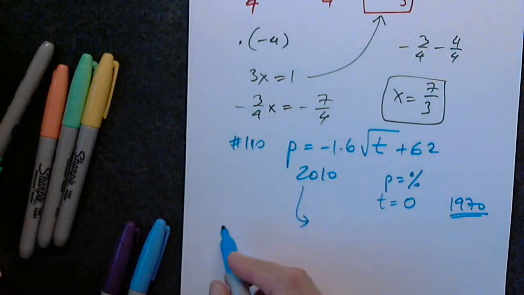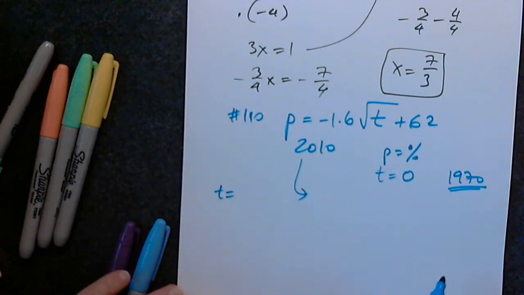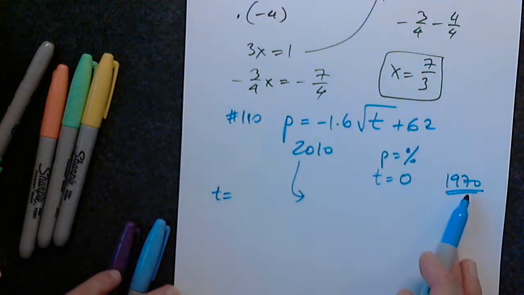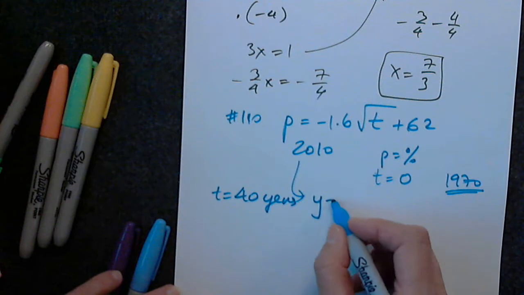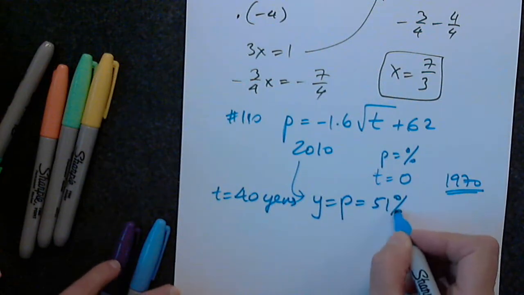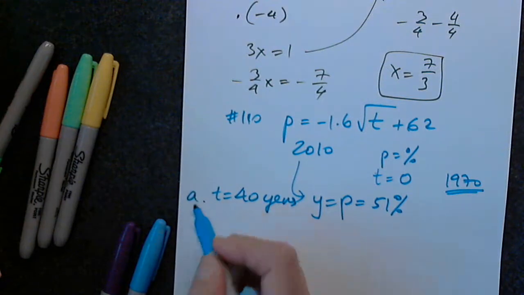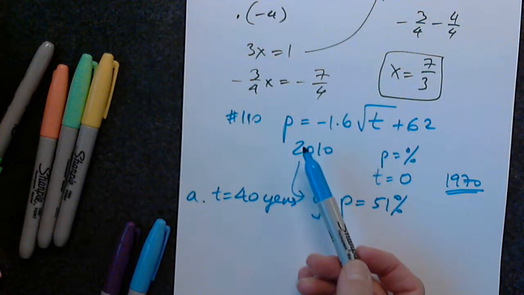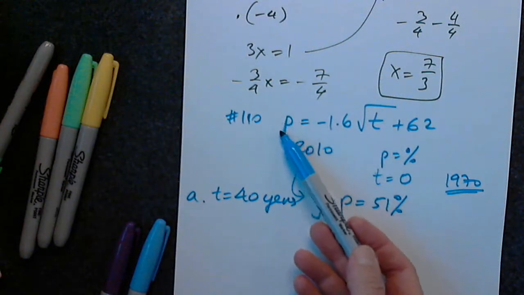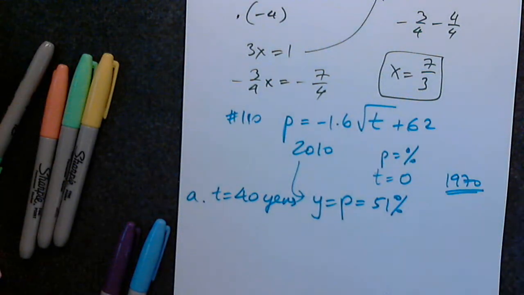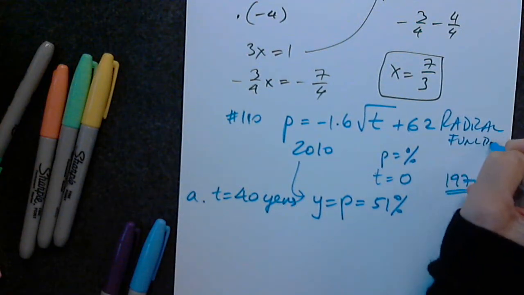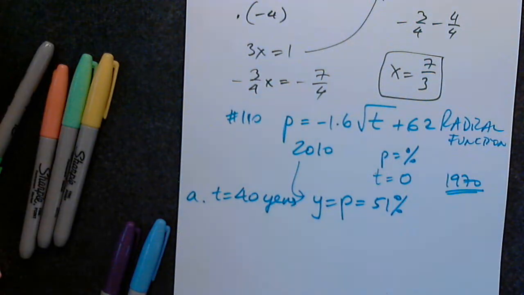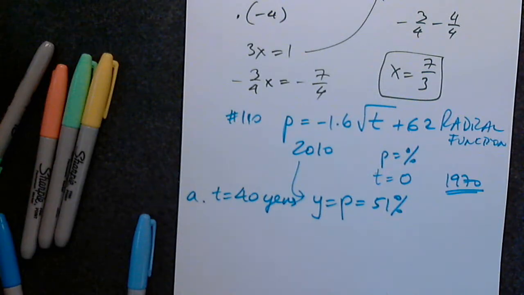So in 2010, T equals how many years? Very good, 40 years. Y, which is in this case P, is, you said, 51%. Perfect. That was part A. Part B. I wanted to ask you, what type of expression is this? Is it polynomial? Is it quadratic in form? Very good, it's a radical function. After the next section, we're going to start radical functions. So thank you for identifying it correctly. Very good.